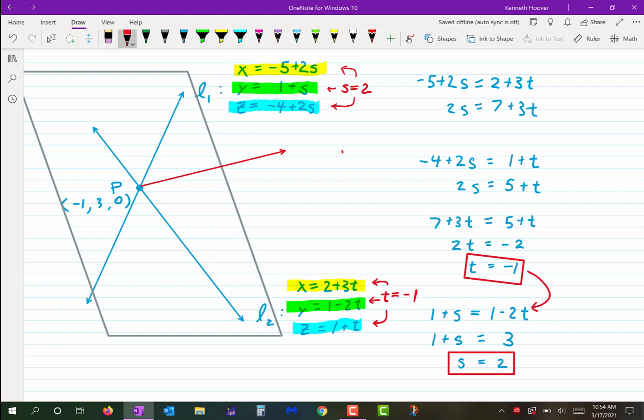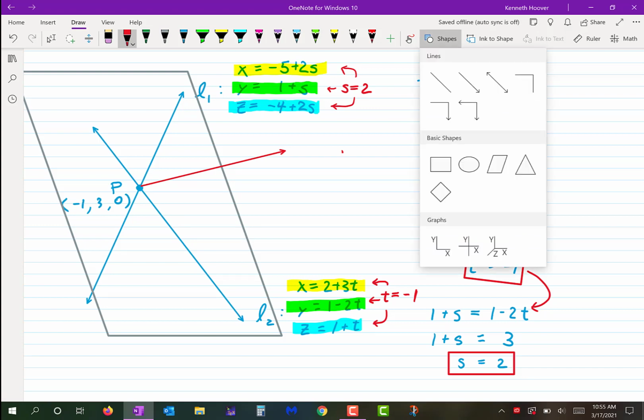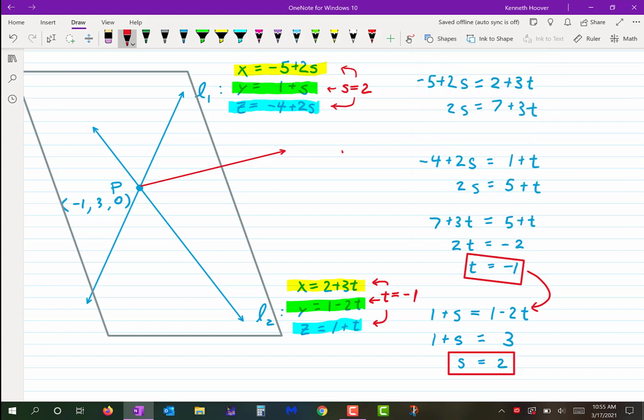Well, here's the key. I already know the direction vector for line L1. I wrote it down earlier. I can see it right here: 2, 1, 2. And I also know the direction vector for line 2. It's 3, -2, 1. So I can find this vector now by just doing the cross product of those other two.